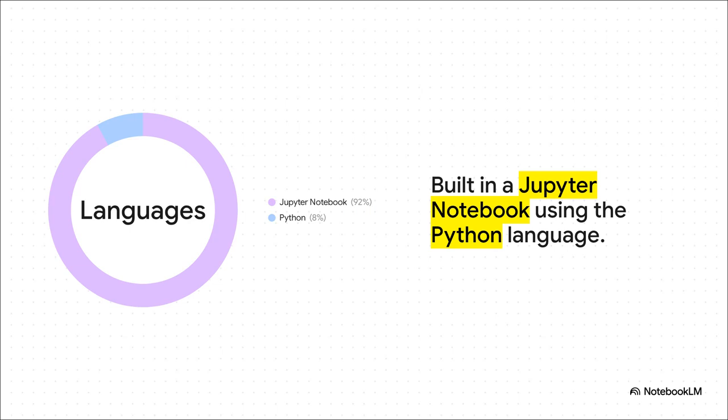And just for a quick peek behind the curtain at the tools of the trade, the huge majority of this detective work, over 92%, was done in what's called a Jupyter notebook. It's kind of like a digital lab for data scientists, and it's all powered by the Python programming language.